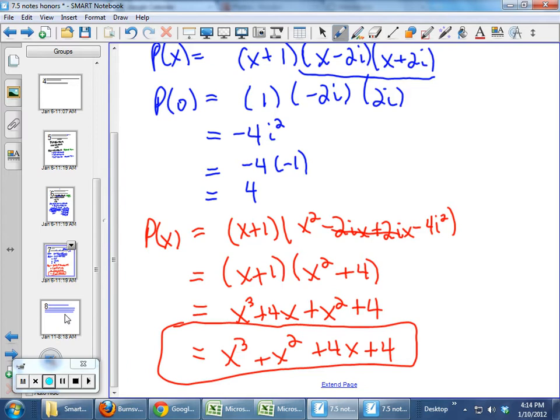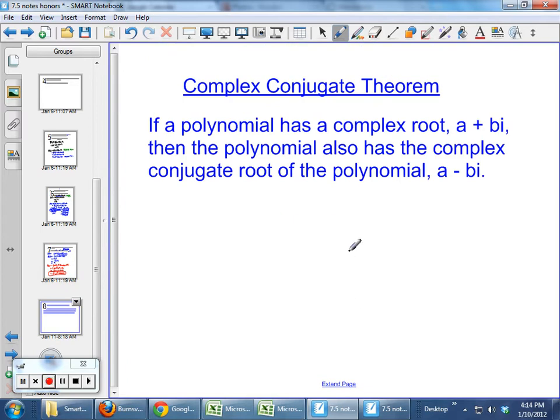So one of the things that I have here, the complex conjugate theorem: if it has a complex root a plus bi, then it also has the complex conjugate root, which is a minus bi. So this is exactly what I mentioned on that previous problem.